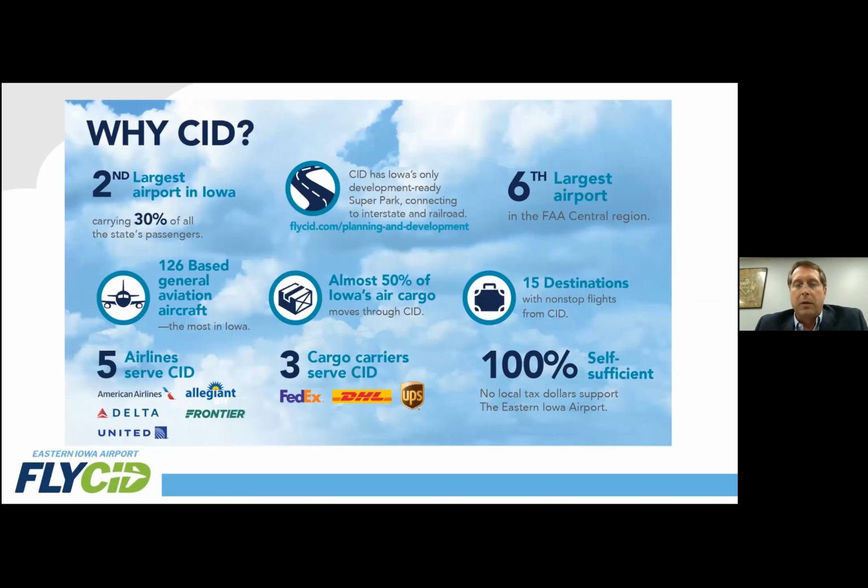So here's a quick snapshot of CID. We like to share this with folks to tell them a little more about the airport. We're the second largest passenger service airport in the state of Iowa. We represent 30% of all of Iowa's passenger service. We do that with 5 airline partners: American, Delta, United, Allegiant, and Frontier. We are roughly 50% now of all of Iowa's air cargo.